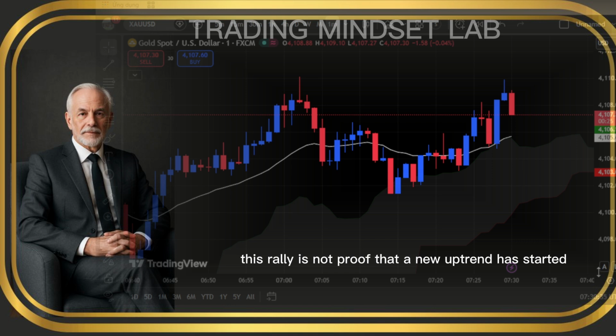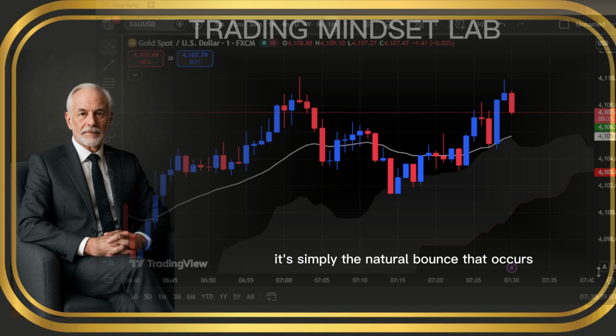This rally is not proof that a new uptrend has started. It's simply the natural bounce that occurs once selling pressure has been temporarily exhausted, and its high defines the upper boundary of the range that's about to form for the following days or weeks.